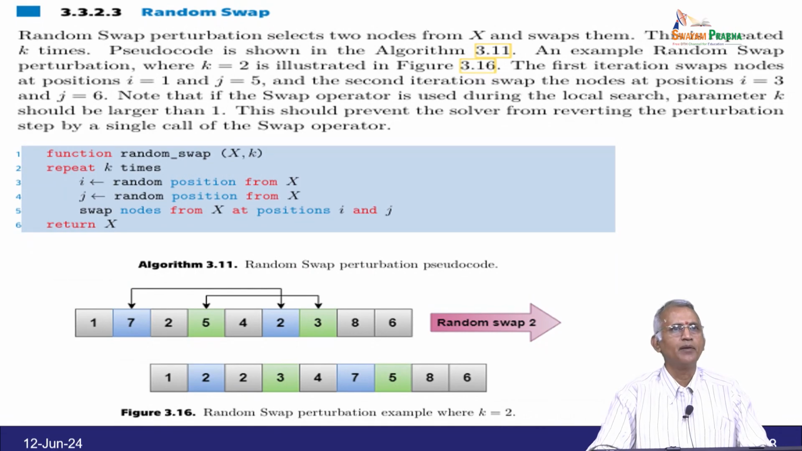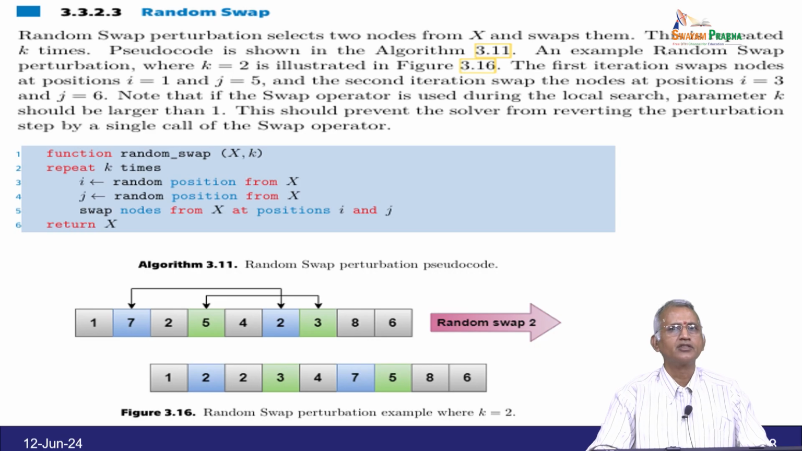Next, random swap. Random swap perturbation selects 2 nodes from x and swaps them. So, this is repeated k times. Pseudocode is shown in the algorithm 3.11. An example, random swap perturbation where k equal to 2 is illustrated in the figure 3.16.